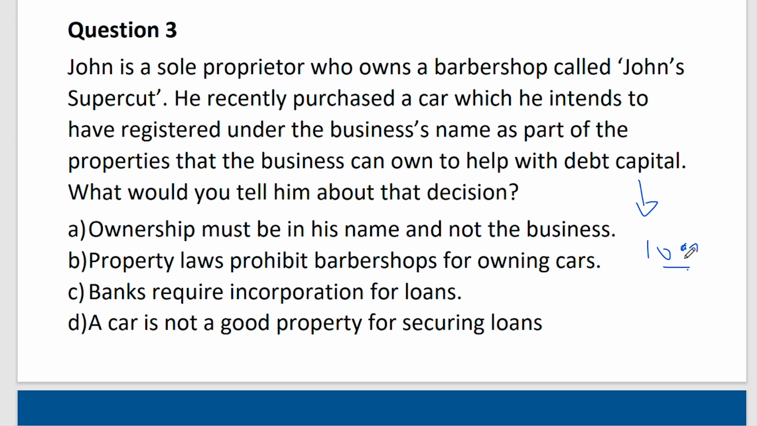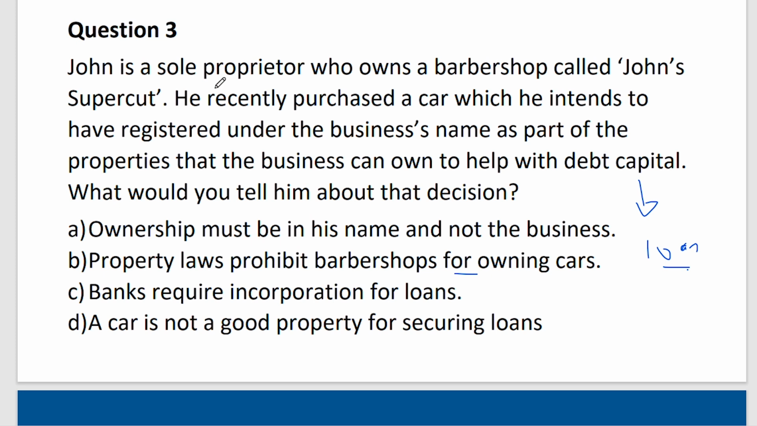So that's that. What would you tell him about that decision? Well, I'll tell him that A, ownership must be in his name and not the business. B, property law prohibits barbershop from owning cars. Okay? Banks require incorporations for loan. A car is not a good property for securing loans.